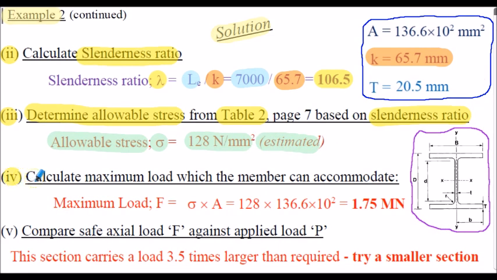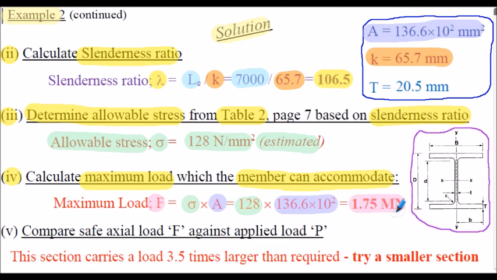So step 4, we now have to calculate the maximum load which the member can accommodate. So calculating F here, that's the maximum compressive stress above, multiplied by the cross-sectional area, listed here for reference. So inserting the values, the maximum load F is 1.75 meganewtons. That's 1.75 times 10 to the 6 newtons.